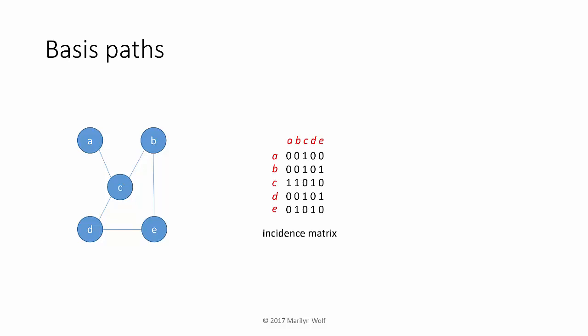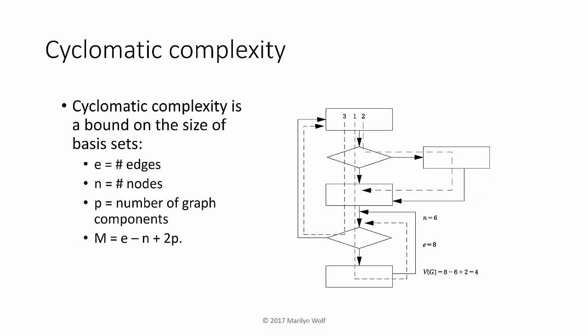Now we can use matrix theory to find what's known as the basis set. The basis set is a set of vectors that allow us to generate anything in the incidence matrix as a linear combination. So the basis set gives us a bound on the complexity of the graph. But we generally use a more specific test in software engineering to estimate the number of paths and therefore how hard it will be to test a particular piece of code.